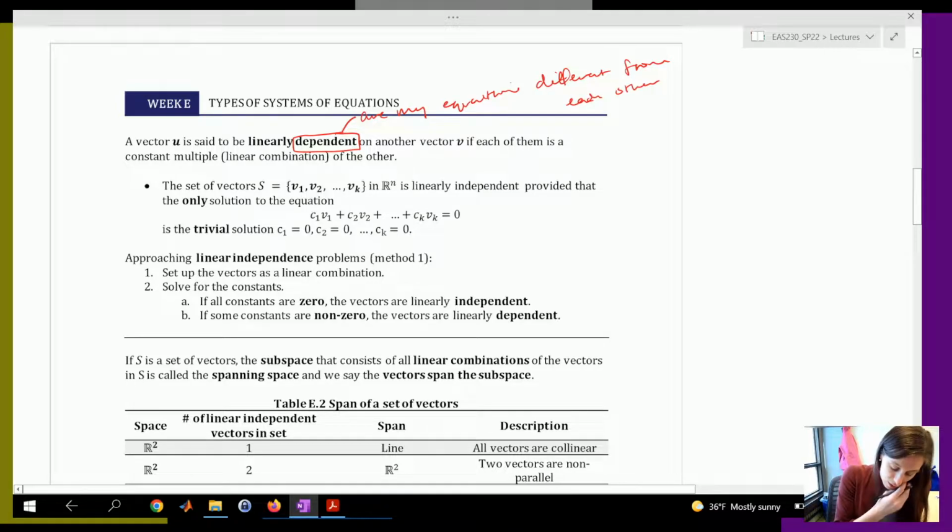The first way is to essentially do the same thing that we did for linear combinations. This here is the definition of a linear combination. So we set it up as a linear combination and we solve for our constants. If all of our constants are 0, that means they're linearly independent. That means our equations are different from each other.